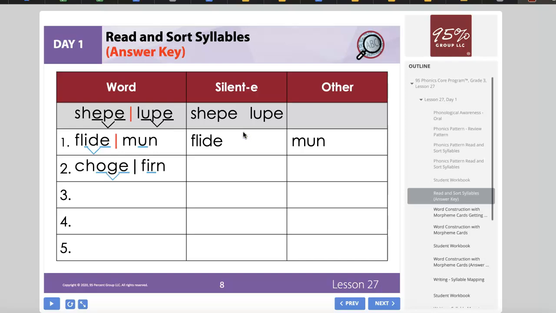All right, let's take a look at the second one. Everyone say chogue fern. Clap it. You should have O, E, and I-R underlined. Let's look at the first one. Ch-ogue. Chogue. That needs to go where? Silent E. What about fern? F-ern. Fern. That needs to go in other.